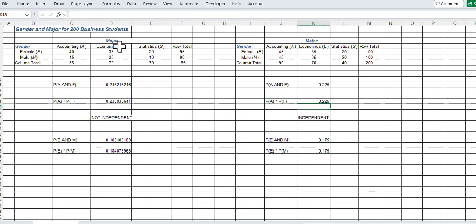In the other example, gender and major are not independent. I hope this clarifies this concept and what you have to do to get the answer.